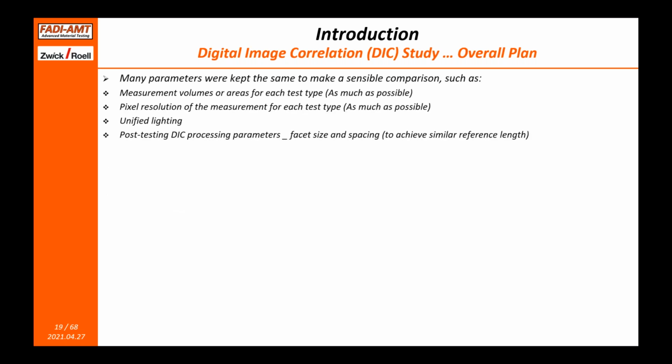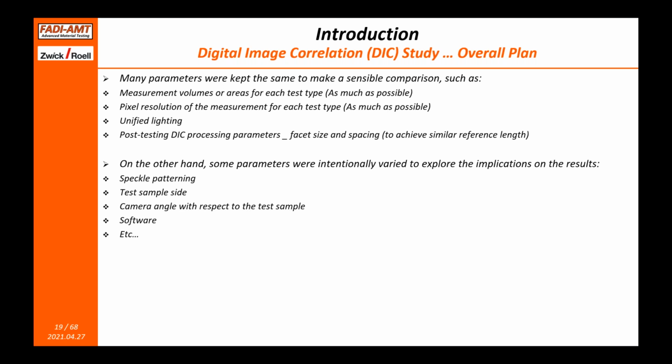There are so many other parameters that we are considering, and we're trying to keep the same when we test the different materials and different DIC systems. So we're trying to keep the measurement volume or the measurement area as close as possible when we consider the 3D DIC systems. We will try to match the pixel resolution as much as possible. We will unify lighting, and also we will unify the DIC processing parameters so that we can get meaningful comparison.